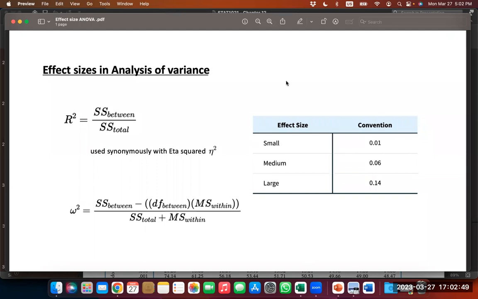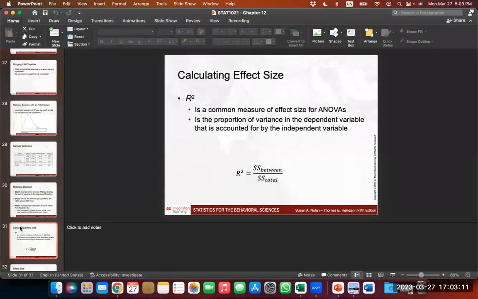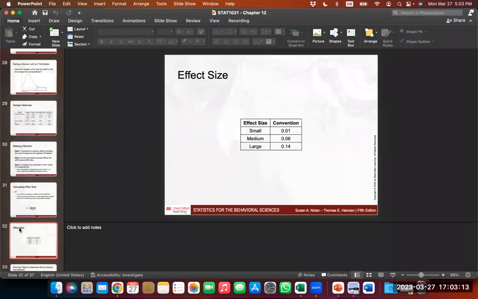However, the nomenclature and convention is the same for both. You have the conventions here on the right. 0.01 is a small effect size, 0.01 to 0.06 is medium, and 0.14 is large. Everything greater than 0.14 is large. Okay, that's the R squared effect size conventions.